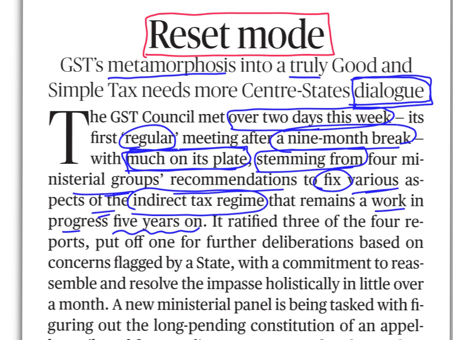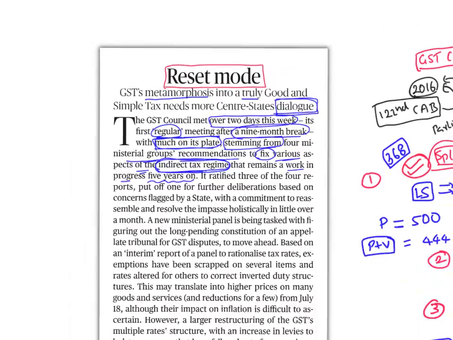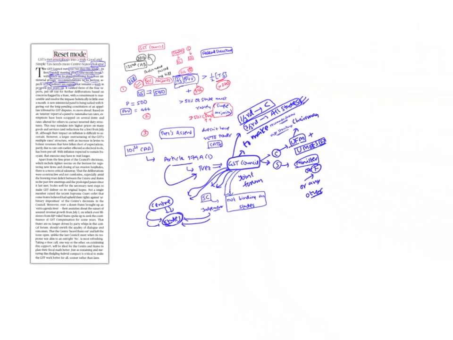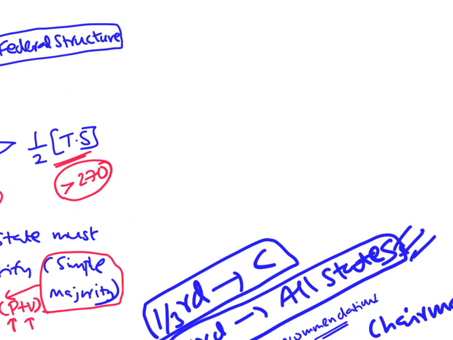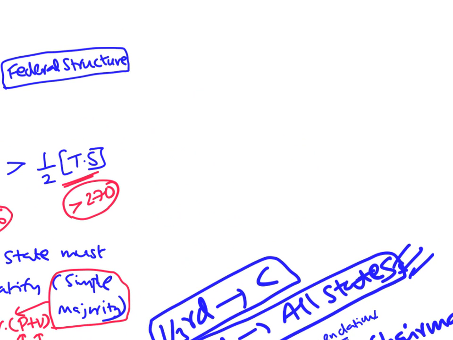Now there is a keyword, indirect tax regime. I want you to understand, regime means system of governance. What is this indirect tax? I will try to simplify it for you. Taxes, if you see, are of 2 types, direct tax and indirect tax. How do we differentiate a direct tax from an indirect tax? I want you to look at 2 important keywords.